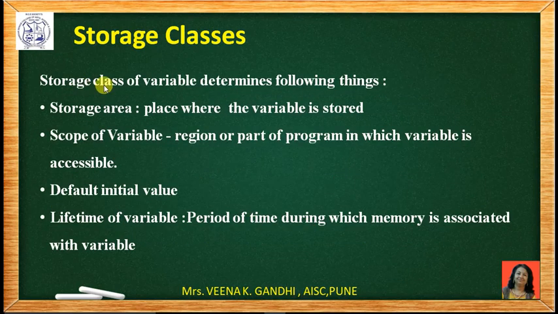A storage class of a variable determines the following things. First, storage area, which means the place where the variable is stored. It can be main memory, it can be a register, etc. Then the scope of the variable, the region or part of the program in which the variable is accessible. Then the default initial value of the variable, and the lifetime of the variable, which means the period of time during which the memory is allocated for the variable.